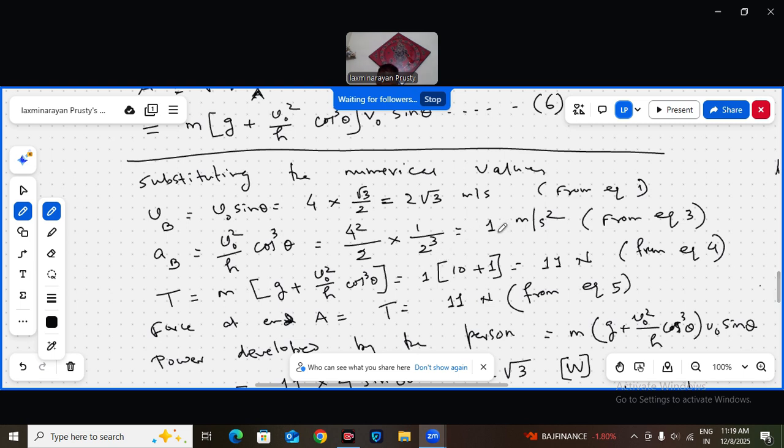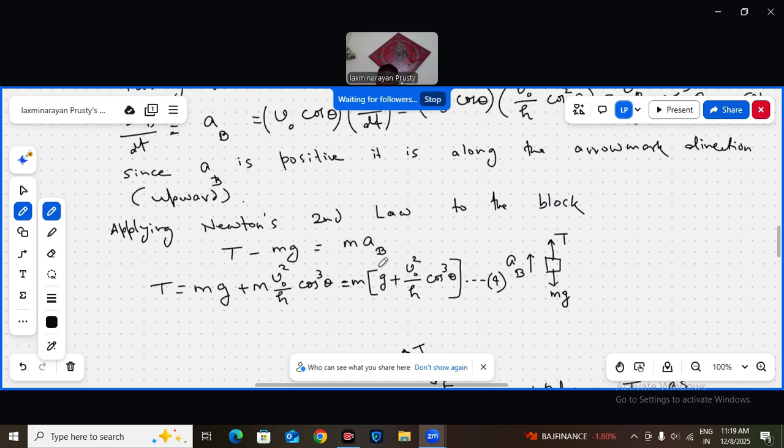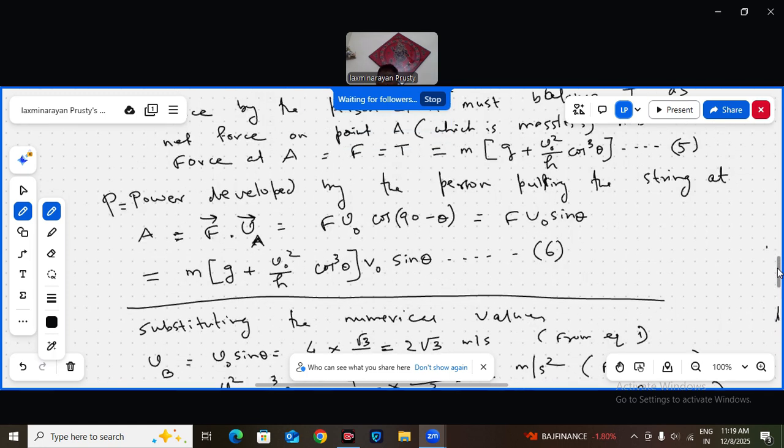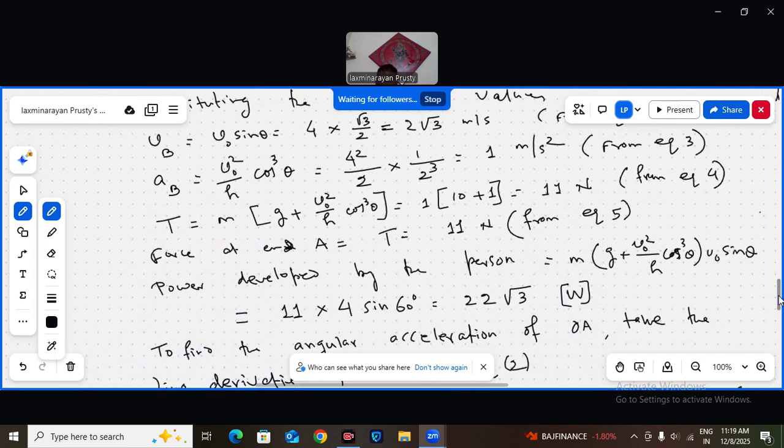Now T, as you know from equation 4, I have already given all these equations. So you can see in equation 4, this is the T. Just substitute the values. V naught is 4 meter per second, h is 2 meters. So this 10 plus this 1, this is 11. So 11 Newton is the tension. Force at end A, same as I told you again, in the diagram is same as T, that is also 11 Newton.